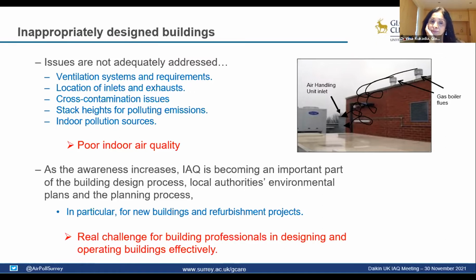Indoor air quality is becoming a very, very important part of the building design process now. And local authorities are looking for that, especially with their planning process. But as you can see, it's a complex area, and it's therefore a real challenge for building professionals in designing and operating buildings effectively.